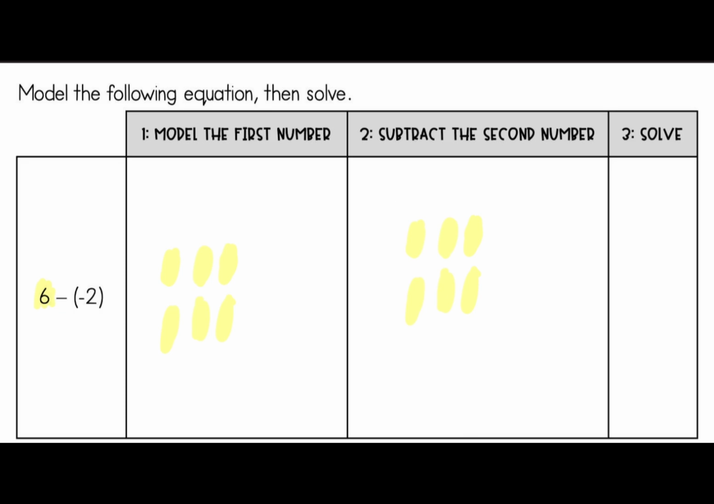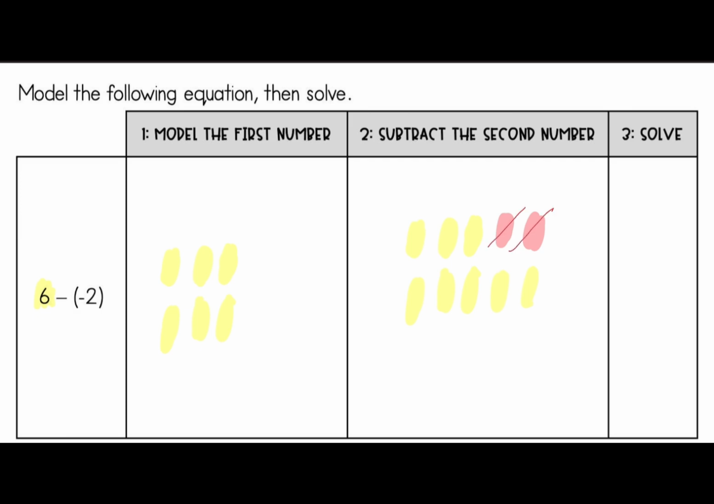So that means I need to give this problem some negatives, but I also have to give their 0 pairs with it. So I need 2 negatives. If I'm adding 2 negatives to this, then I need to add 2 positives, so those are 0 pairs. Okay, so now I have enough to take away those 2 negatives.